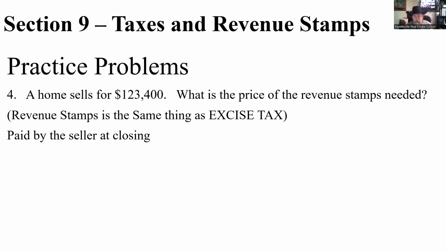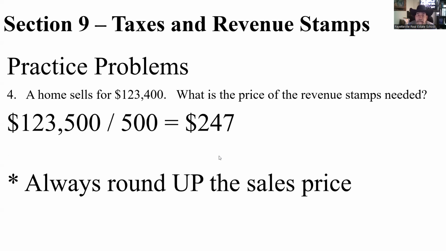All right, now if we look at the number 123,400, it is not an even number. In other words, it is not all zeros, and it's not 500. So we're going to have to round this to the nearest 500. We always round up. You never round down. 123,400 will round up to 123,500, and then divide by 500, and your answer is 247. Your answer for excise tax and revenue stamps will always be a whole number.